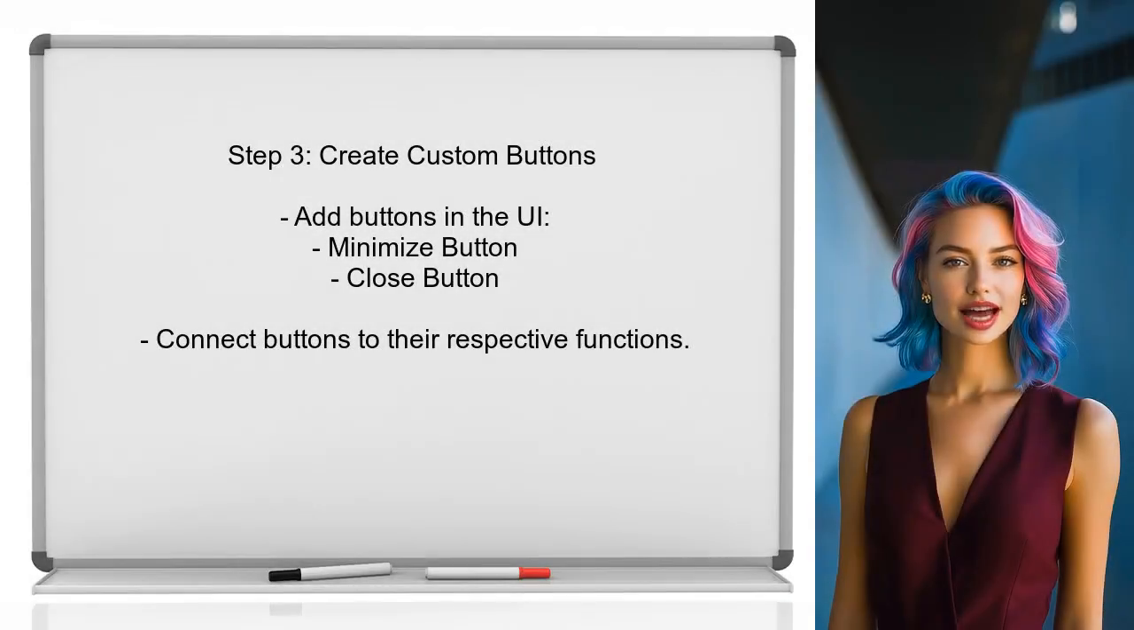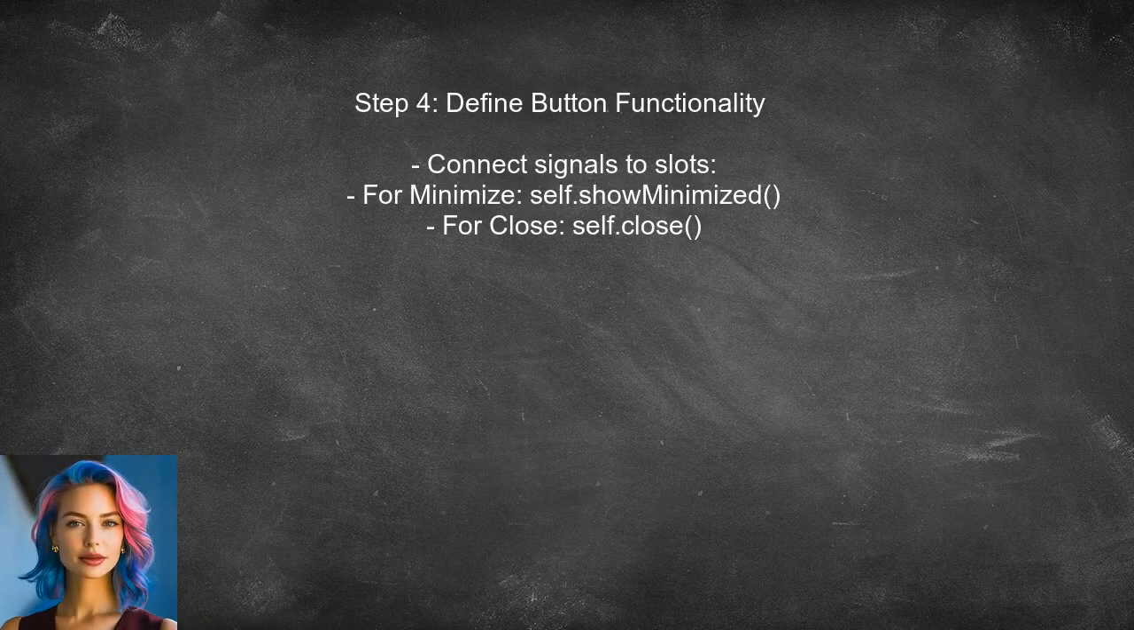Now, the user should create custom buttons for minimizing and closing the window. These buttons can be added to the layout of the main window. Finally, the user should define the functionality for the custom buttons. For example, the minimize button should minimize the window, and the close button should close it.